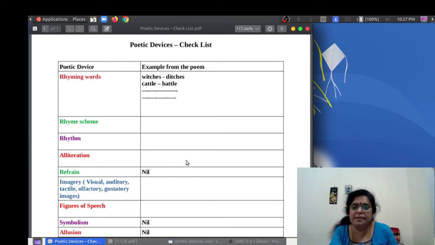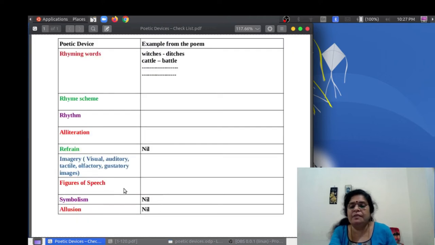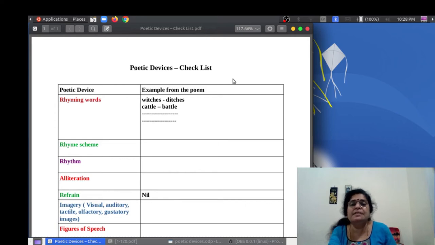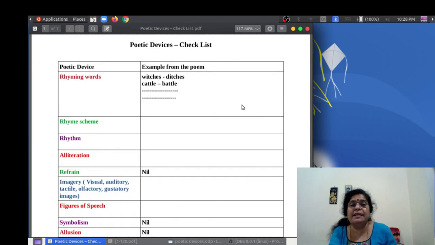Examples of alliteration. Refrain: nil. No refrain is in our poem. Then imagery: visual imagery and auditory images. Then figure of speech: which figure of speech is used and an example for that. Then symbolism, no symbolism in our poem, and allusion, no allusion in the poem. So this is your homework. Make this checklist in your notebook and write all these things and take a photo and send me personally. Okay.